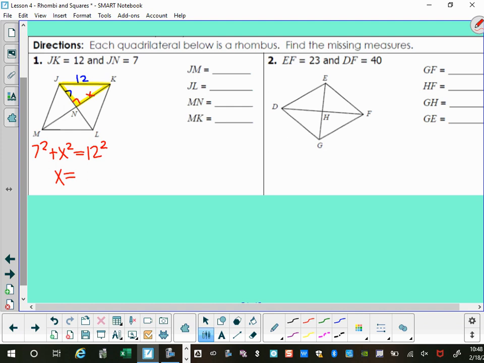9.7. We're going to round to the nearest tenth. So that means this little piece here is 9.7. Okay, we use Pythagorean theorem to figure that out.